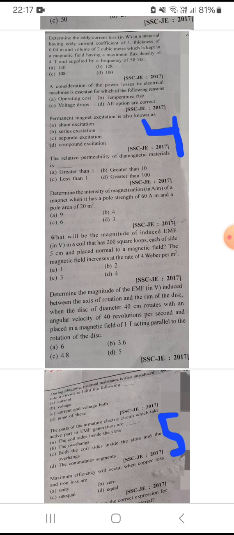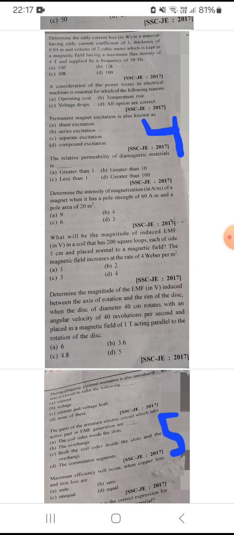So we know that the EMF of a rotating disk equals half into B into r square into omega, where omega equals 2 pi n, that is the angular velocity. So 2 into 3.14 into 40, we get 251.2. Here the magnetic field B is equal to 1 T and radius equals 20 centimeter. 20 centimeter means 0.2 meter.